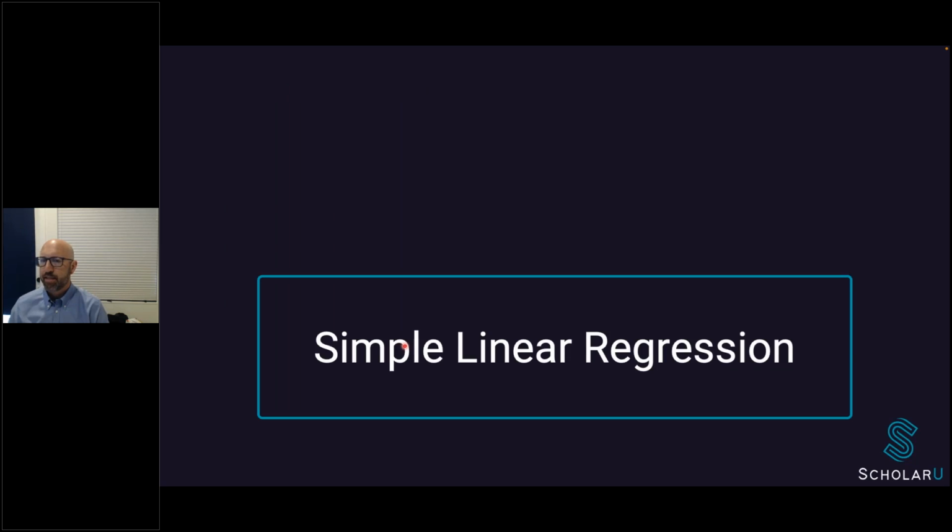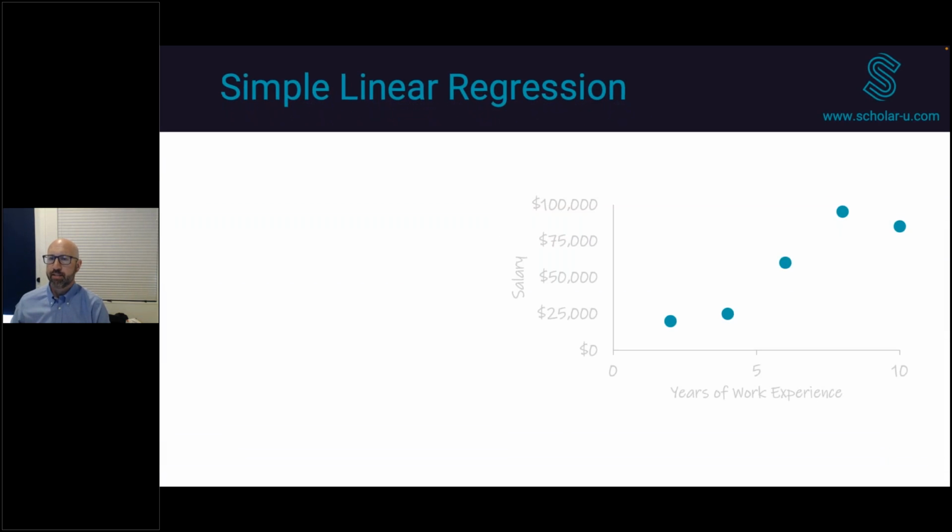To understand this, let's start with a data set. In this graph, on the x-axis, we have the years of work experience. So how many years has somebody been working at a given company, for example? And on the y-axis, we have their salary. Every dot in our data set is one person who works at a company. For example, this individual has been working for 4 years and their salary would be $25,000.